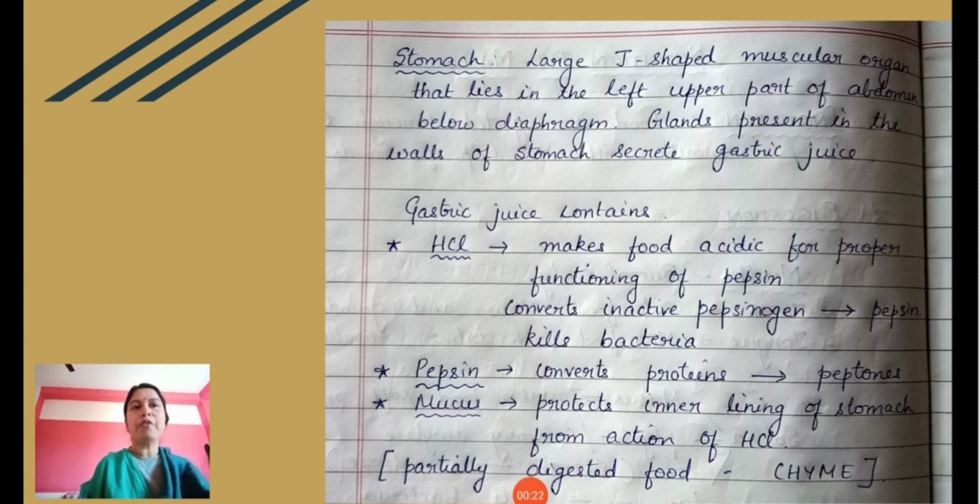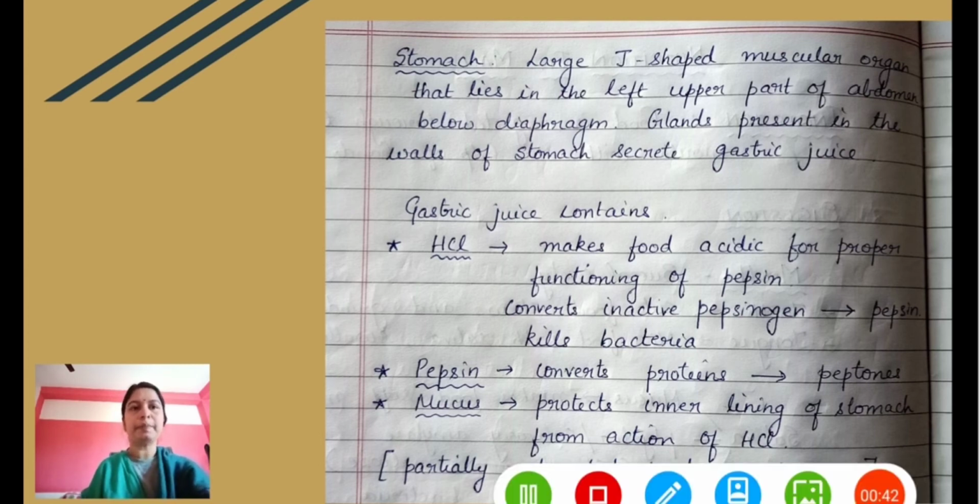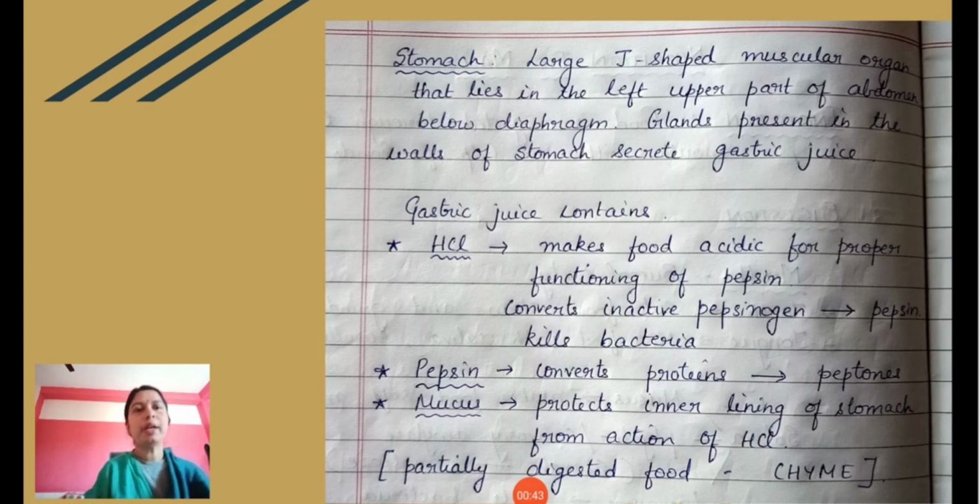The shape of the stomach is similar to J. And the glands which are present in the walls of the stomach secrete a special kind of digestive juice, which is termed the gastric juice. If you see the gastric juice, it again contains three important components. The first component is HCl, or as you know, hydrochloric acid.